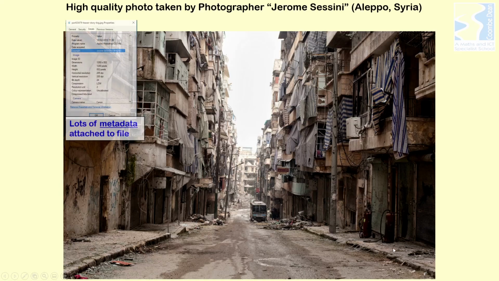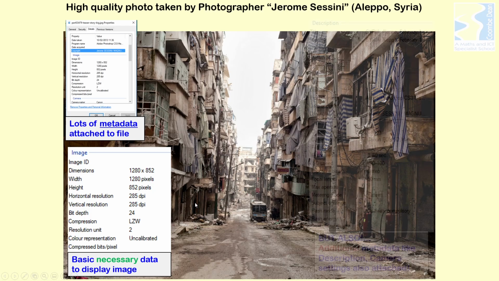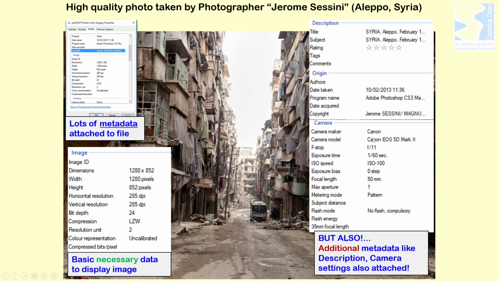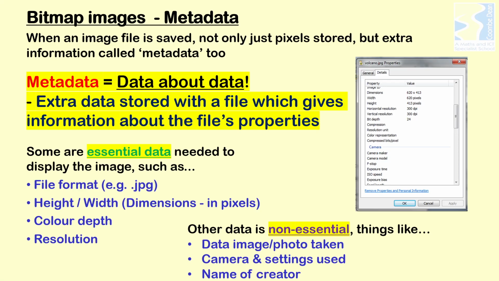Having a look at this image here, if you right click, you can go to properties, and there is loads of metadata. There's the essential basic stuff, such as the bit depth, the resolution, and the dimensions. And there's also lots of different additional metadata here, such as the camera settings used and the title. So, metadata, data about data. Some essential, some non-essential.